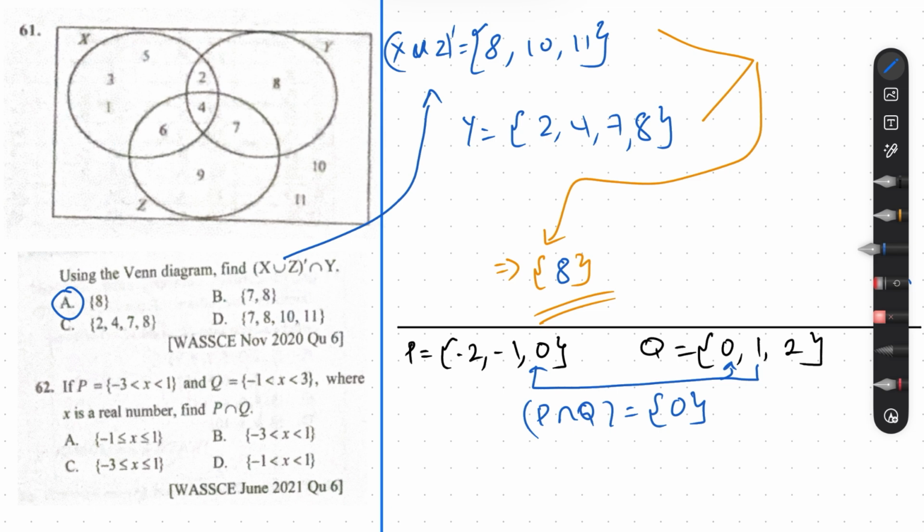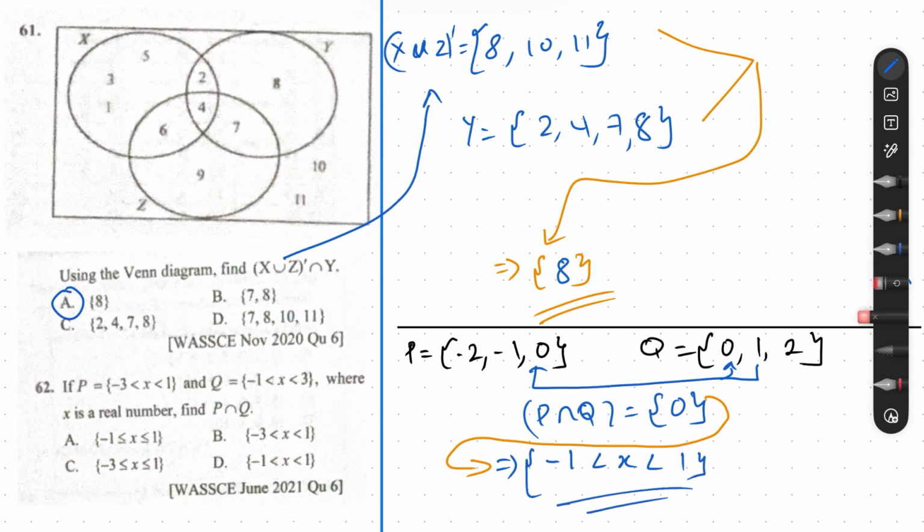So this 0 is between what? -1 and 1. Because after -1 you go to 0 then 1, right? So we can write this in the set notation form. Okay, so let's write it. So we have -1, this right here, this. Okay, -1 less than x less than 1. Okay, so this is our answer. Do we have it here? Okay, yes, we have it here, right here, D. Okay, so let's circle that, D.